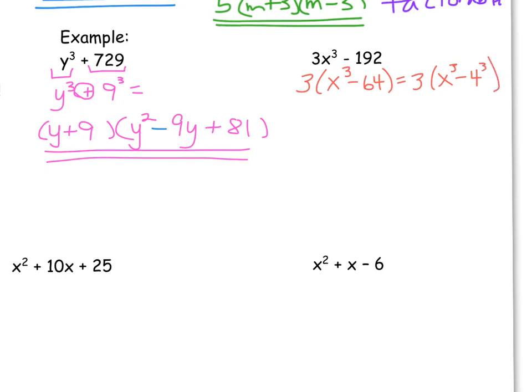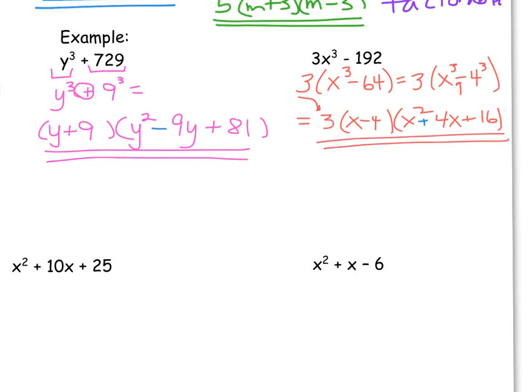Since it's now a difference of perfect cubes, we'll have our little parenthesis and our big parenthesis. And we start off with x minus 4, since it's minus in the original problem. Take that x, then square it, and then we change our sign in that middle to plus. Multiply 4 times x, and that's 4x. And then plus again, 4 squared is 16. Last but not least, make sure to bring that 3 down as your common factor. And there's the factored form for 3x cubed minus 192.